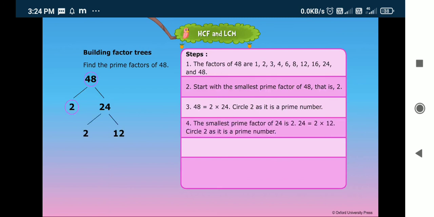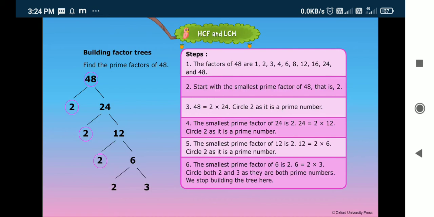Step 4. The smallest prime factor of 24 is 2. 24 is equal to 2 into 12. Circle 2 as it is a prime number. Step 5. The smallest prime factor of 12 is 2. 12 equals 2 into 6. Circle 2 as it is a prime number.